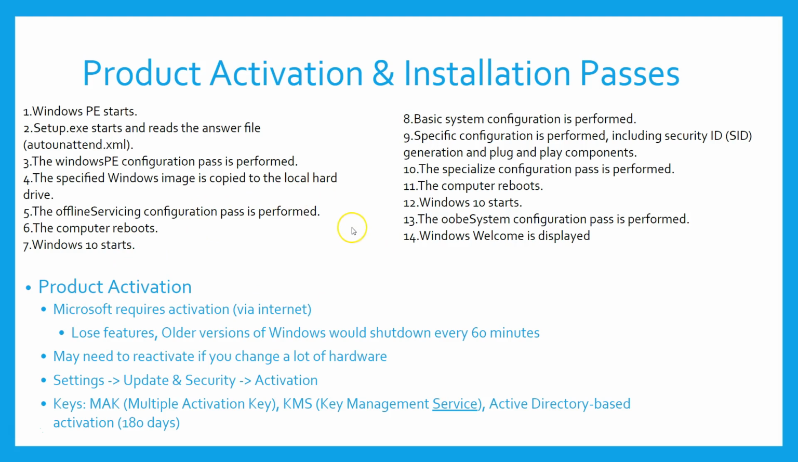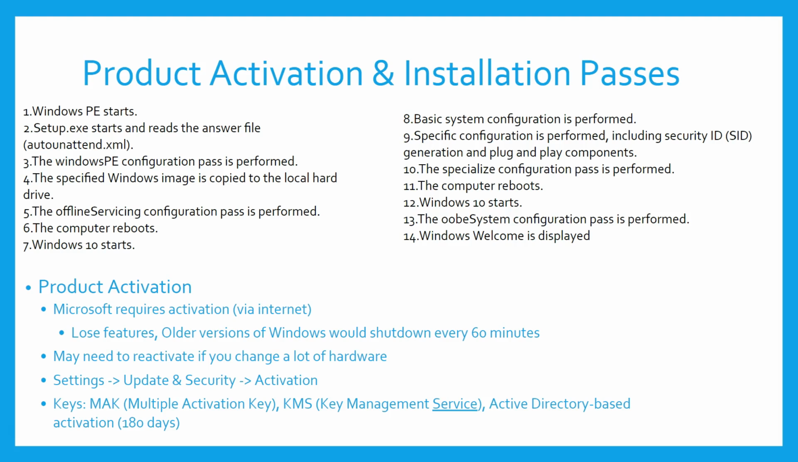Microsoft requires activation via the internet. If you do not activate your products, it all depends on how new it is. The newer products tend to be a lot more liberal as far as what they give you. As it gets older, there was a version of Windows, I think 2000, maybe 98, that would simply shut down after 60 minutes. So if you've been using it for 60 minutes, it shuts down. Now this is after it's been end of life for a very long time.